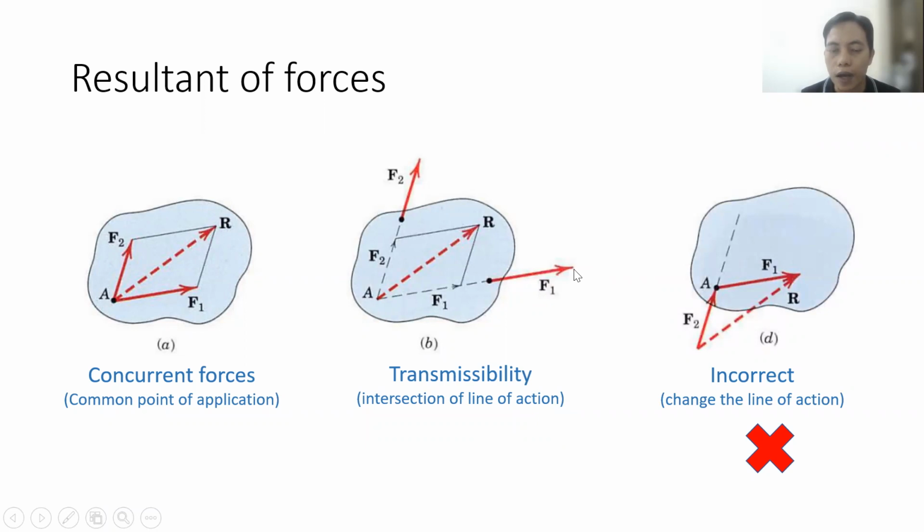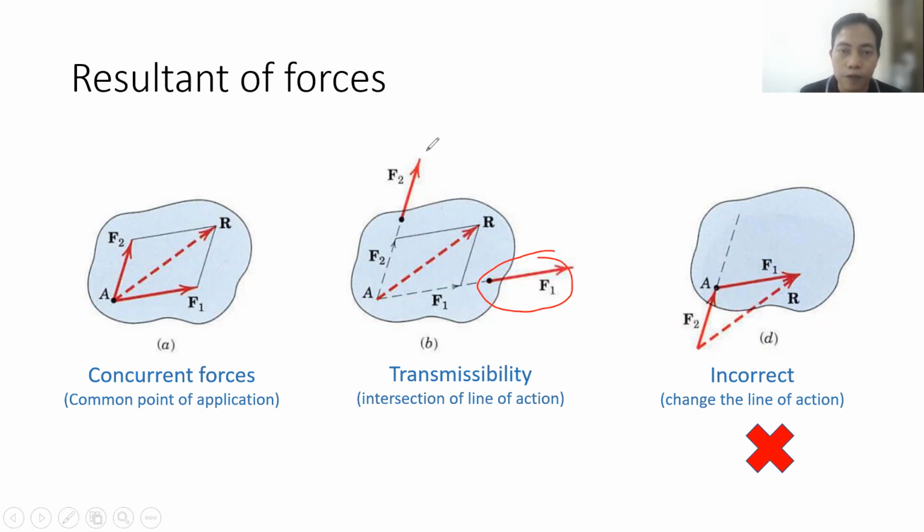And here, I said that we have to be careful when doing the force transmissibility and applying the triangle rules, because it can be misleading and we can obtain the wrong resultant of forces. So for example, here we can drag or move this F1 to point A so that it has the point of application at A. This is true, this is correct.